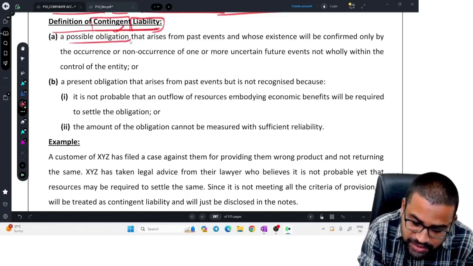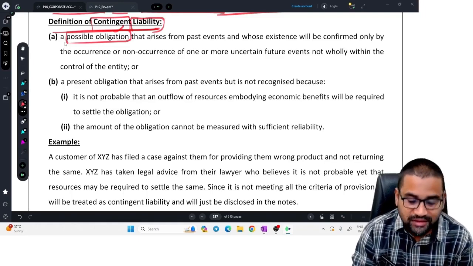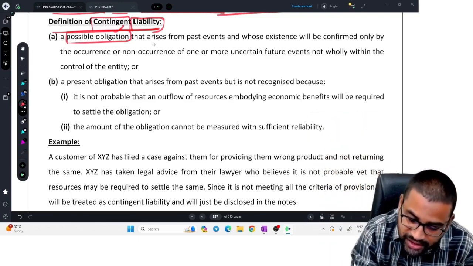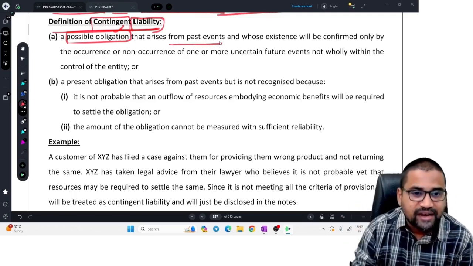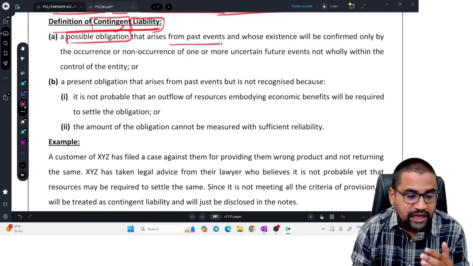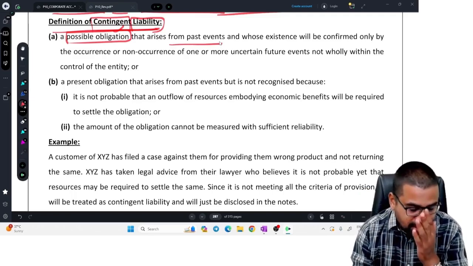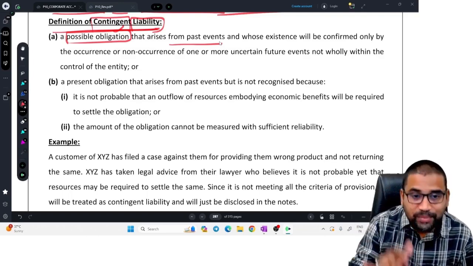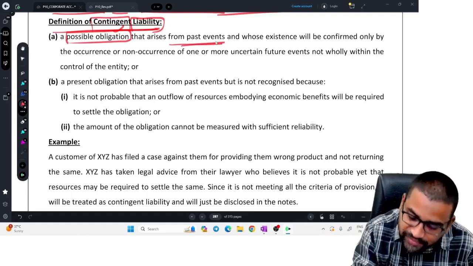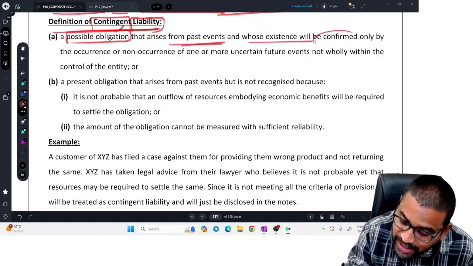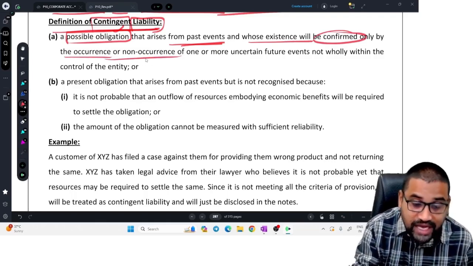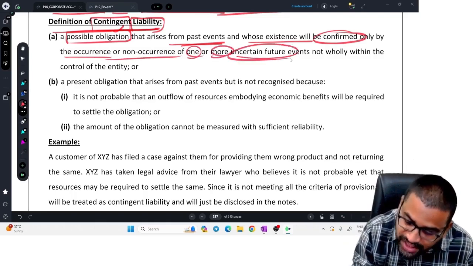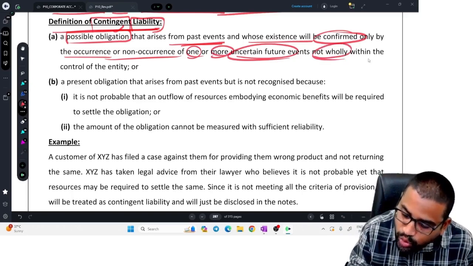Contingent liability: possible obligation. See, possible obligation. That means there is no obligation now. In future may come a possible obligation. And that obligation arises from past events anyway. Even liability is a present obligation arising from past events. Even contingent liability is also not a present obligation, it is a possible obligation, but that is also coming from past events only. And whose existence will be confirmed by the occurrence or non-occurrence of one or more uncertain future events, not wholly within the control of the entity.